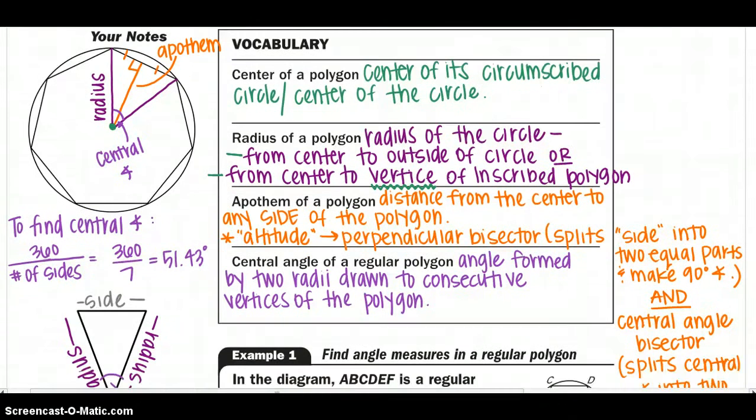It also bisects the central angle. So if we find the central angle, we will know that the apothem splits it into two. And then, to find the central angle, it will be the angle formed by two radii drawn to consecutive vertices of the polygon.